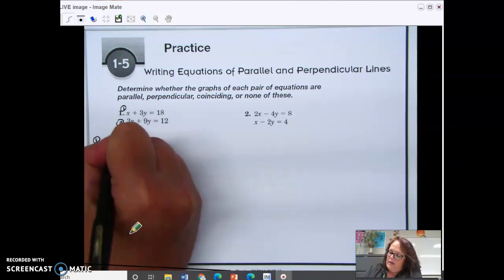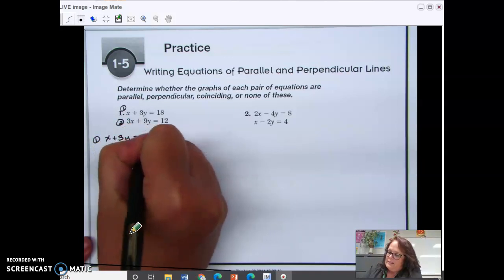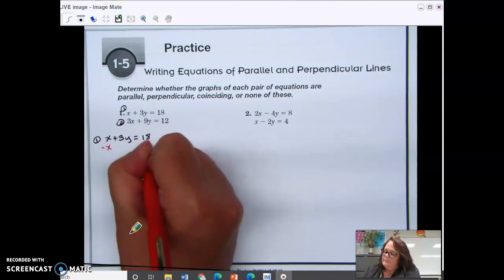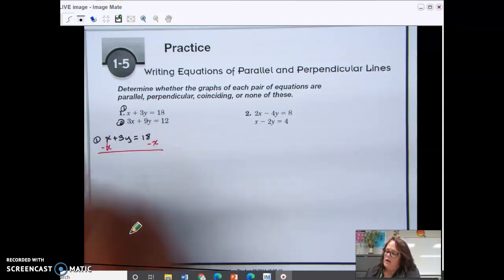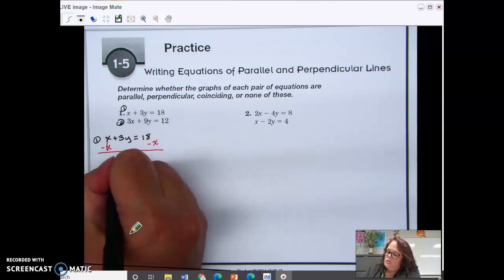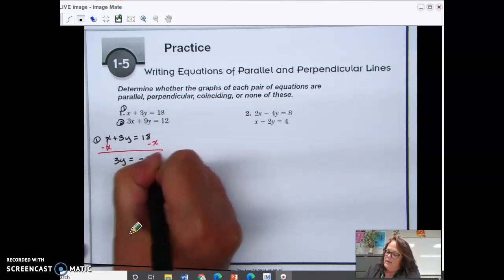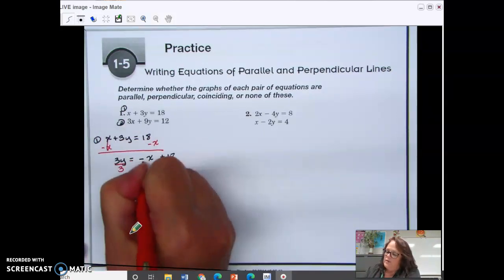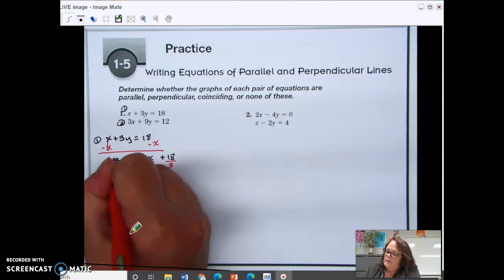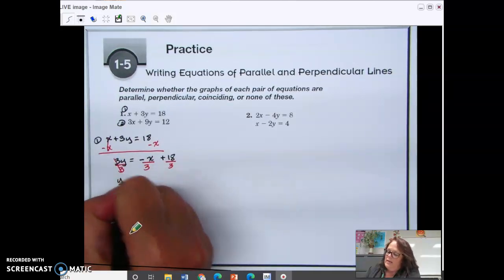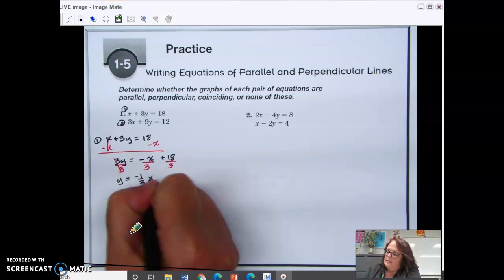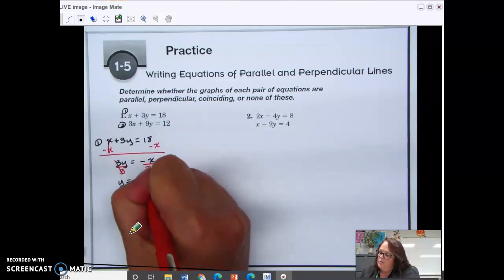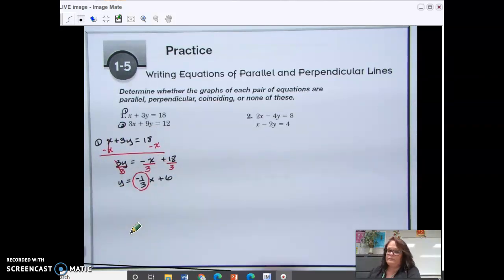So the first equation, we have x plus 3y is equal to 18. So then I can subtract x from both sides. And on the right-hand side, they are not like terms, so they're not going to combine. So we have 3y is equal to -x plus 18. And then we're going to divide both sides by 3, or divide everybody through by 3. And so when I do that, I get y is equal to -1/3 x plus 6. So right now, what I want to focus on is the fact that the slope of this line is -1/3.